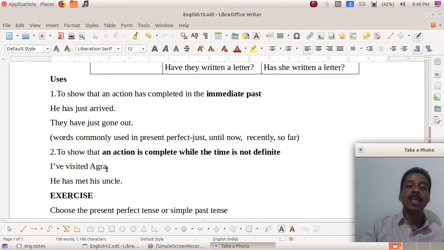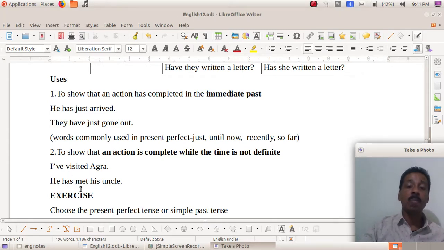I have visited Agra. I cannot say I have visited Agra in 1995, because there is a time reference. If there is a time reference, I should say I visited Agra in 1995. Okay, so I have visited Agra. The time should not be mentioned. If you mention the time, it is simple past tense.